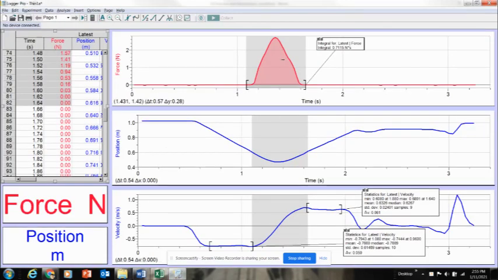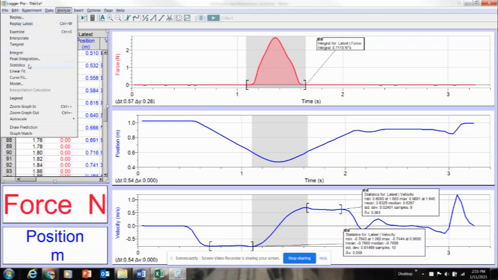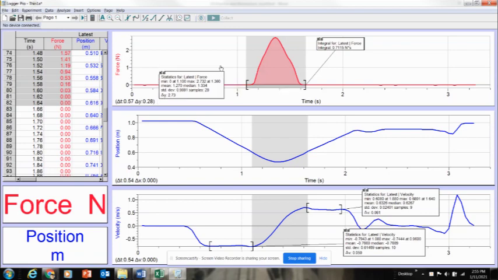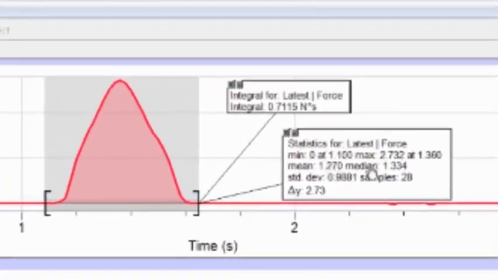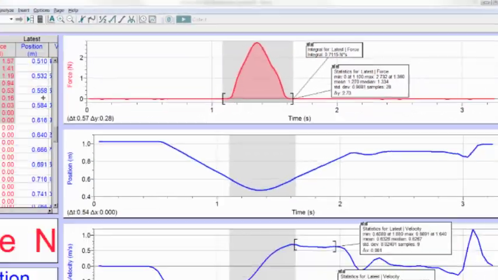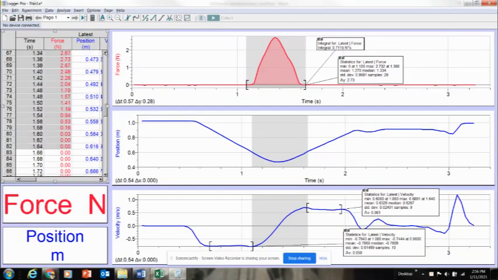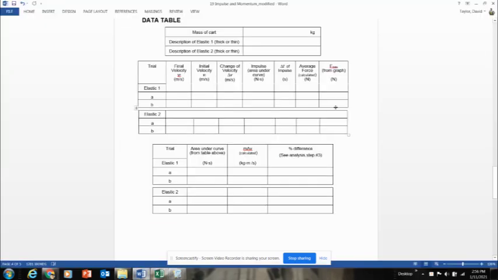So in your graph where you found the area under the curve before, now we're going to take that same region and we're going to do statistics on it, analyze statistics. And there we get our maximum value right there, 2.732 at time 1.36 seconds. And we can verify that over here in the data table. I see that 1.36 is in fact my maximum force value. So there's my value for maximum force to enter into the table right there.